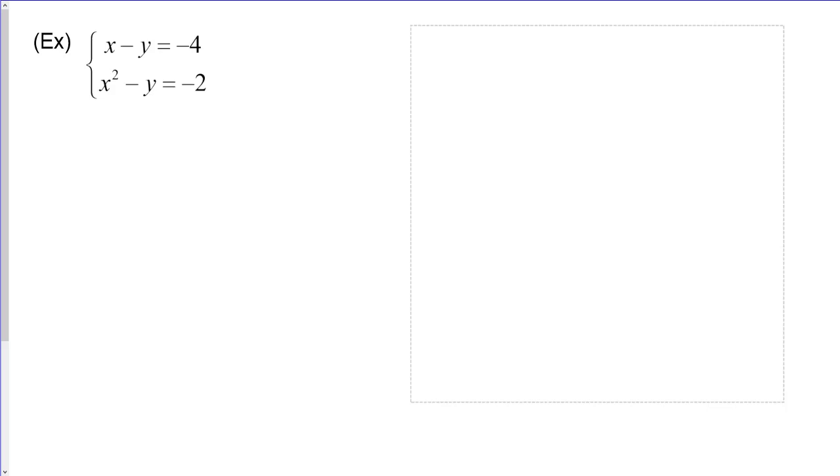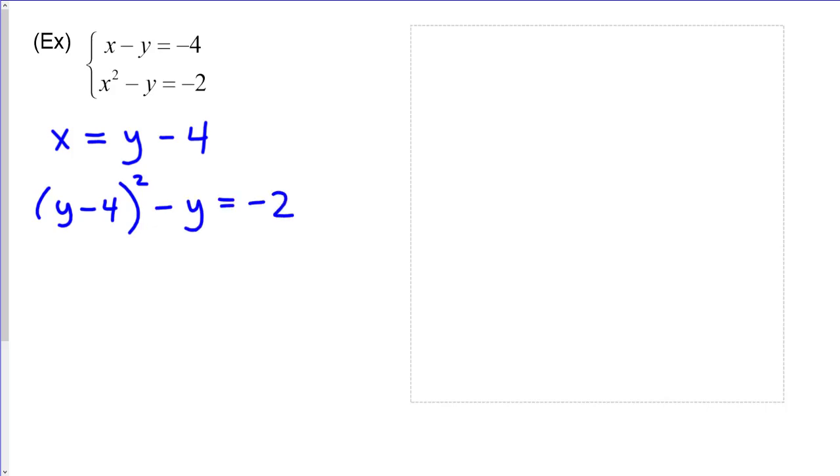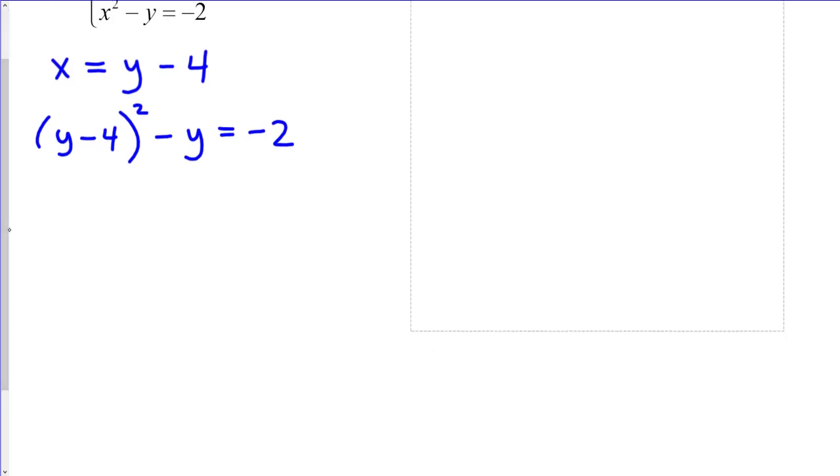I'll start by solving the first equation for x. All I would need to do is add y to both sides. So x equals y minus 4. Next, I will substitute into the second equation, replacing x with y minus 4. So it will be y minus 4 quantity squared minus y equals -2. And I need to FOIL the y minus 4 quantity squared, which will result in y squared minus 8y plus 16, then minus y equals -2. Those terms just come down.